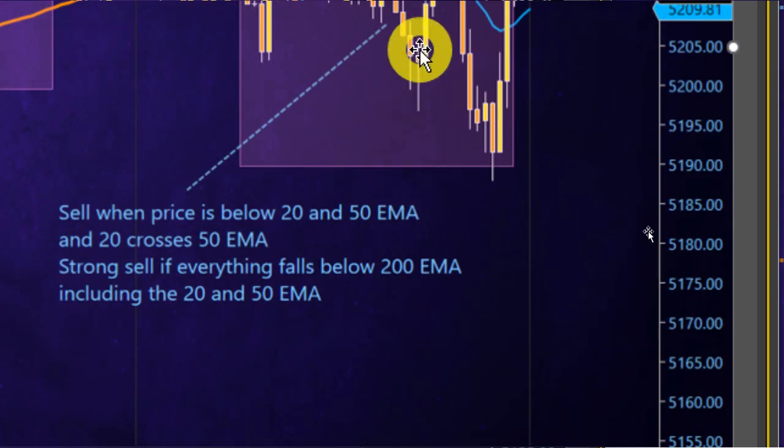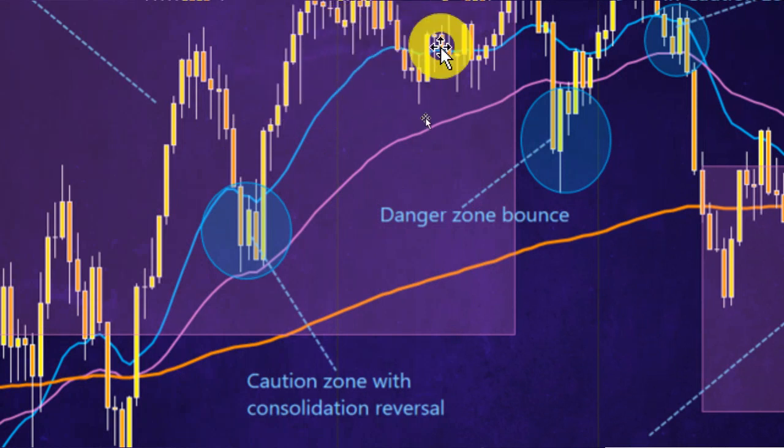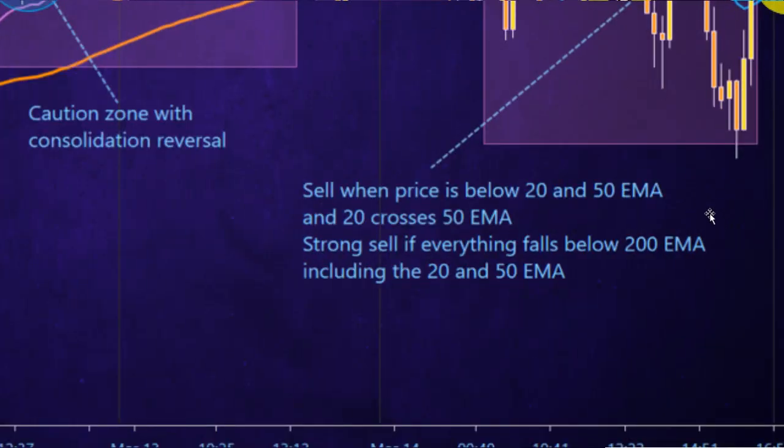It's a strong sell signal when things are below the 200. It's just a sell signal when it's above the 200 if the moving averages are going down. Strong buy signals are when everything's above the 200. Strong sell signals are when everything's below the 200.